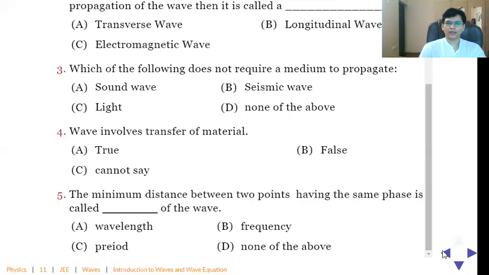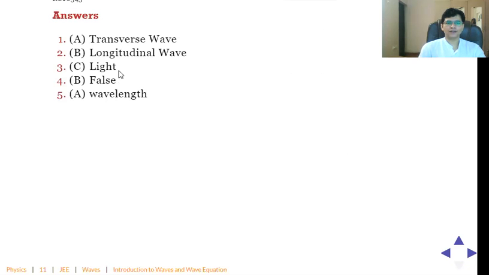Okay. So, see, the answer is transverse, longitudinal, light, false, and wavelength. Think about it, right? When you talk about waves, it's a kind of SHM. Yes or no? Okay, so particle just move either up and down or to and fro, right? It does not move. It did not get transferred, right, everyone? Okay, very good. So I hope all of you understood these things.